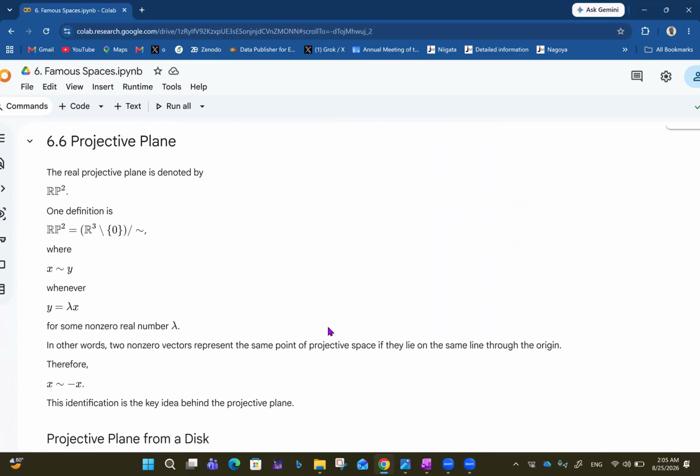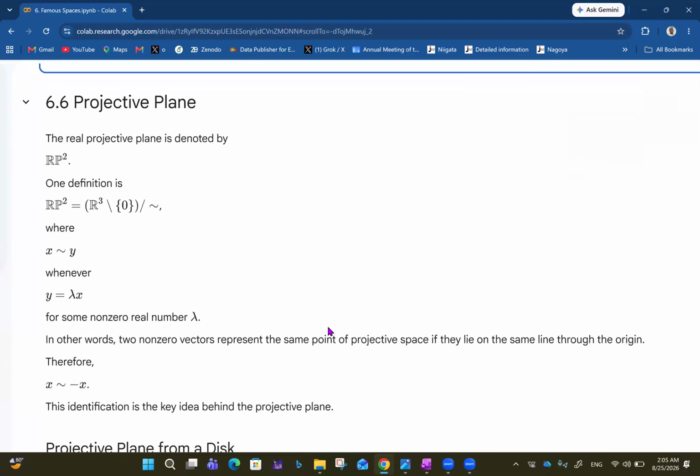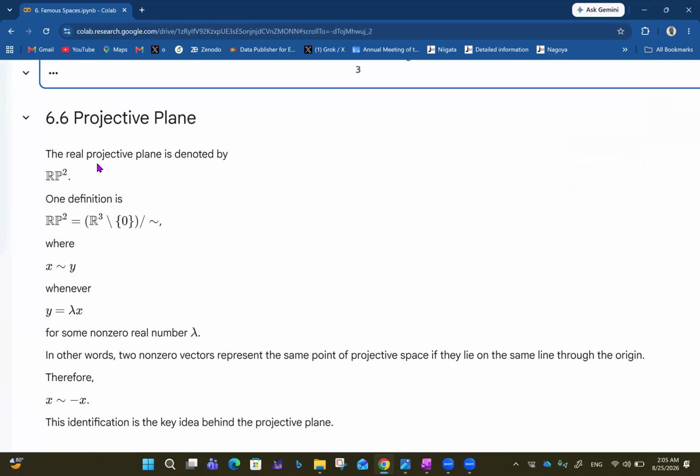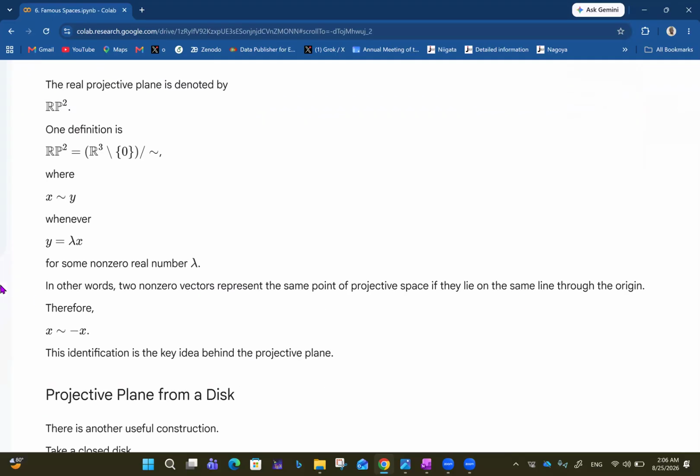Then let's talk about a projective plane. It's some kind of disk-looking thing like that. The real projective plane is denoted by RP squared. One definition is that RP squared is R cubed, the three-dimensional real number system, take away zero, where x is identified with y whenever y is lambda x for some non-zero real number lambda. In other words, two non-zero vectors represent the same point of projective space if they lie on the same line through the origin. Therefore, x is identified with minus x. This identification is the key idea behind the projective plane.